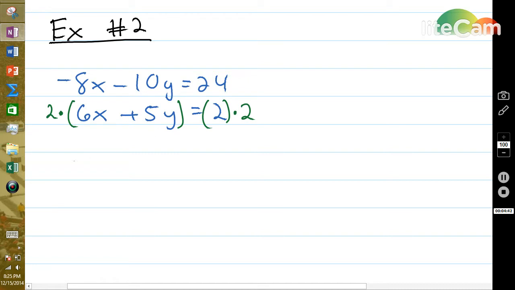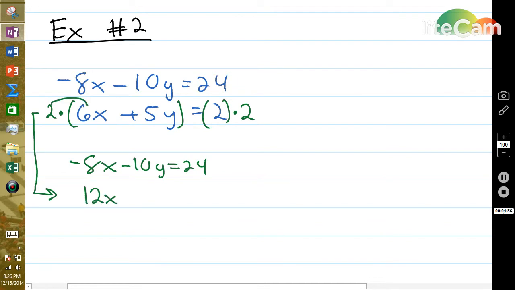So I'm going to rewrite the first equation: negative 8x minus 10y equals 24. And then I'm going to write the new equation beneath it. So 2 times 6x is 12x. 2 times 5y is 10y. And you'll notice right now I have negative 10y and 10y, and those are going to cancel out when I add these two equations together. 2 times 2 is 4.